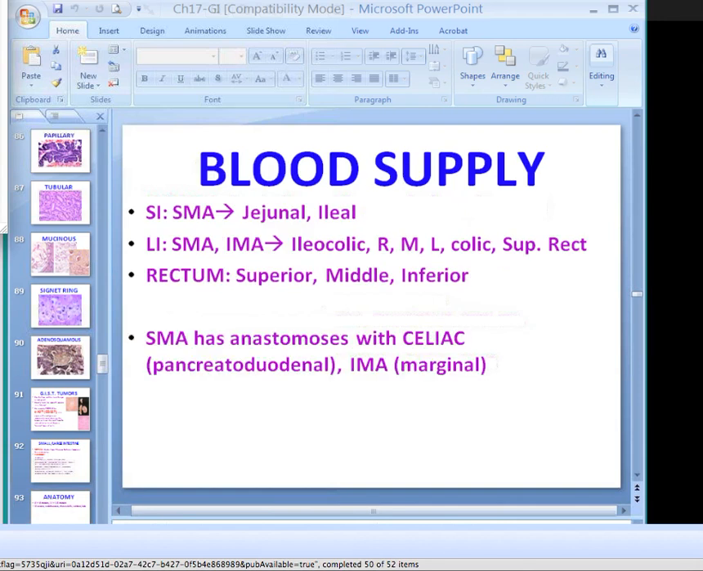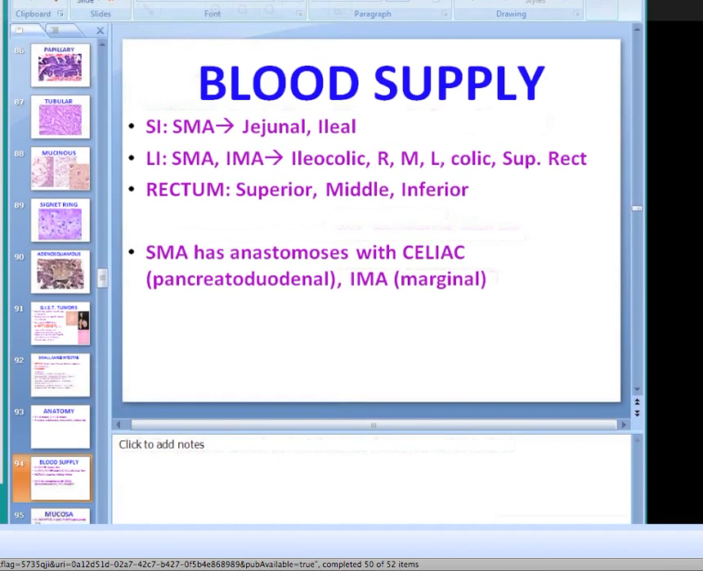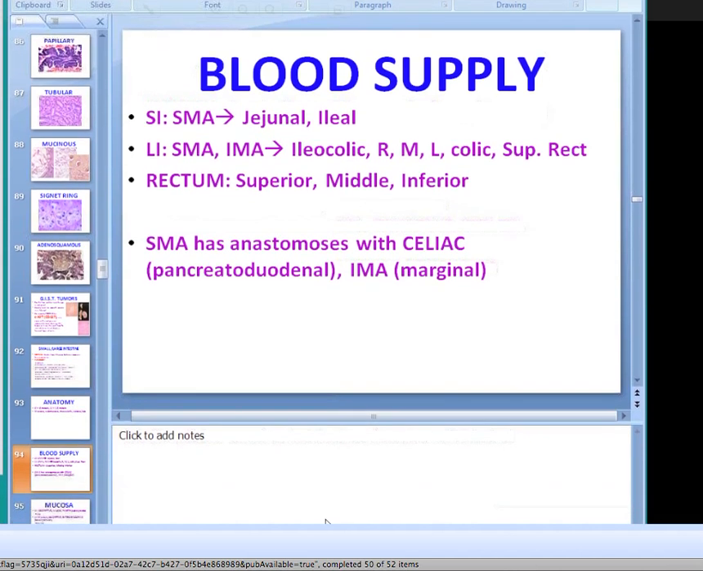Blood supply, if you remember, is the superior mesenteric and the inferior mesenteric. The superior is the entire small bowel. You remember the duodenum had some branches from the celiac, the gastroduodenal, from the common hepatic, from the first branch. The superior mesenteric is the entire small bowel and a little portion of the large bowel, the colon, the first portion of the ascending.